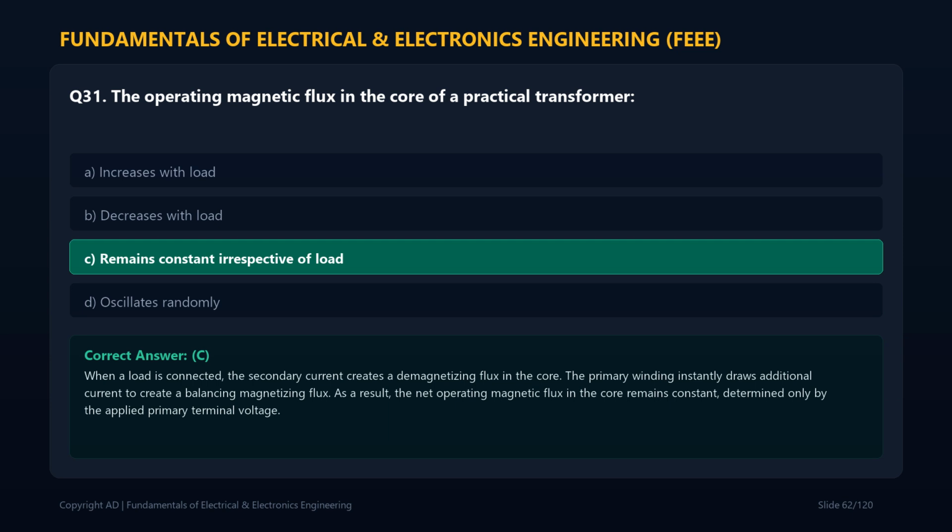Under load, secondary current demagnetization is balanced by an increase in primary current, keeping the core flux constant.